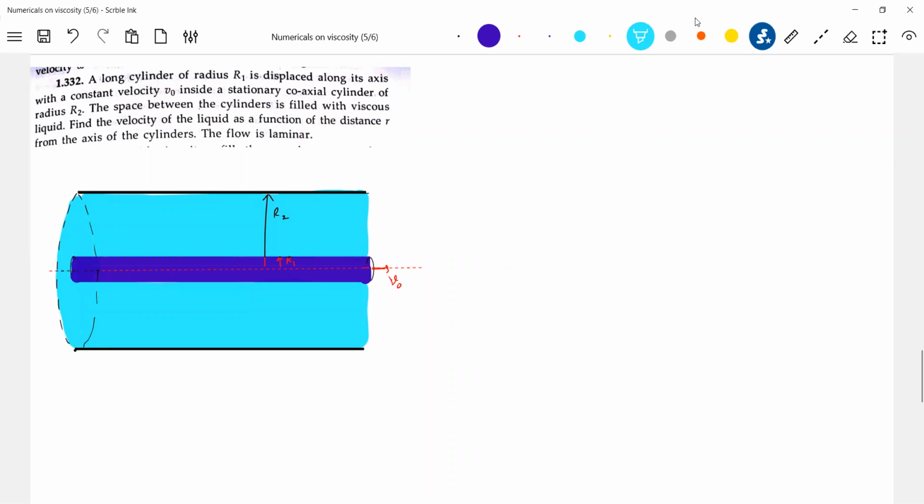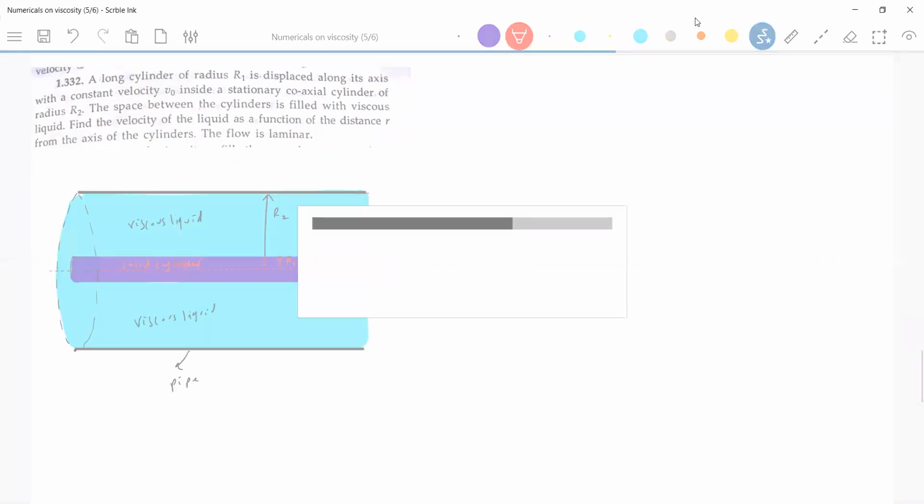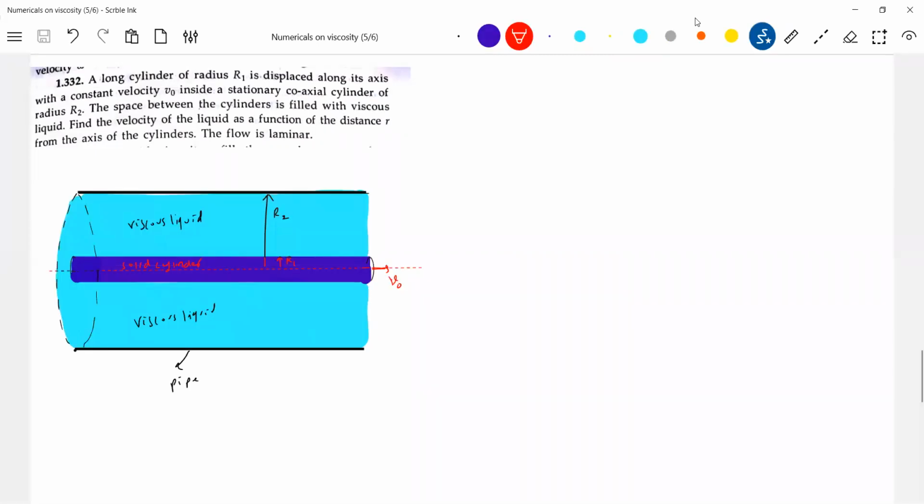Both are long. Okay, I'm just showing some finite length. The space between the cylinders is filled with a viscous liquid. So this is the viscous liquid. So what is this? This is a pipe. This is a solid cylinder. Able to understand the question now? So what is it asking? Find the velocity of liquid as a function of distance r from the axis of the cylinders.